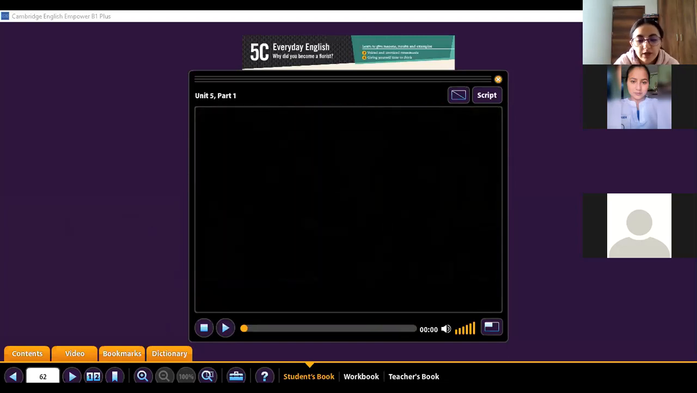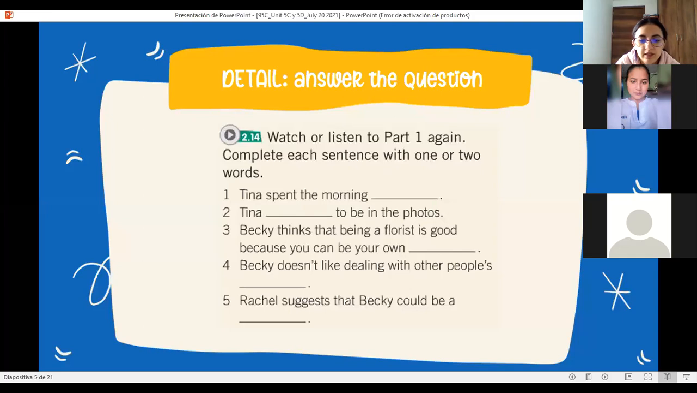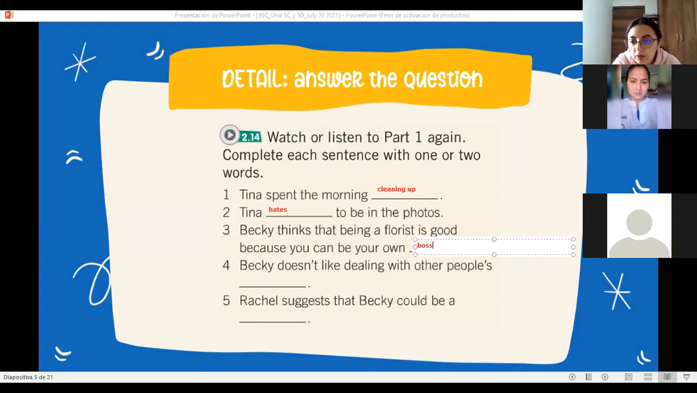Okay, guys. So now you can help me completing the whole part of this sentence. We were saying that Tina spent all the morning cleaning up. You also told me that Tina hated or doesn't want to be in the photos. And number 3, Becky thinks that being a florist is good because you can be your own... What do you think is the right word here? Boss. Exactly, you can be your own boss, right? Puede ser su propio jefe.